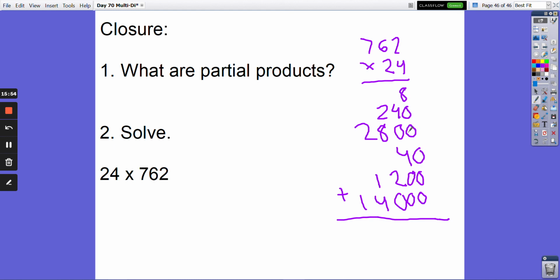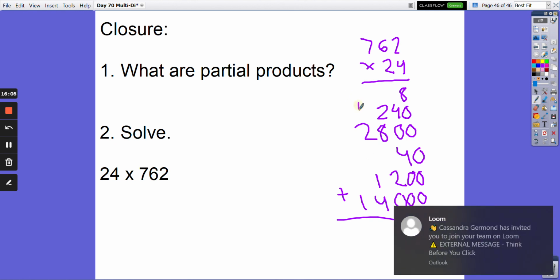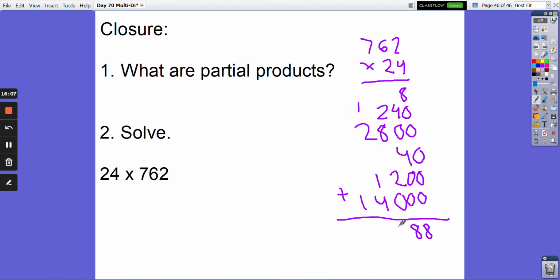Follow the place value. I didn't write it very well, did I? 8 plus 0 is 8. 4 plus 4 is 8. 2 plus 8 is 10. Plus 2 is 12. 2 plus 1 is 3. Plus 1 is 4. Plus 4 is 8. And 1 gives me 18,288. I hope that you guys got that right.